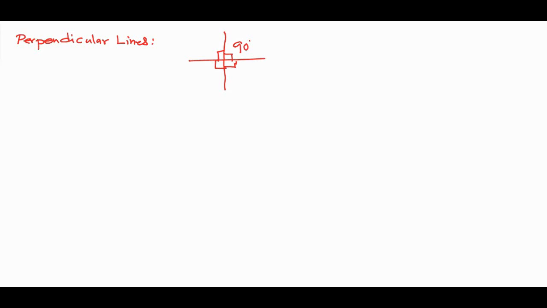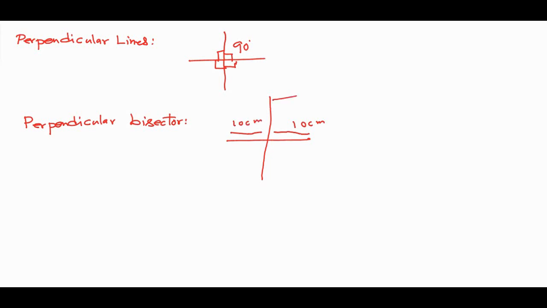Perpendicular bisector. The next point is perpendicular bisector. That means this is a line, and if some line is cutting it, and if this portion and this portion are equal, that means if this is 10 centimeter and this one is also 10 centimeter, then we can say this line is the perpendicular bisector and they are making a 90 degree angle.